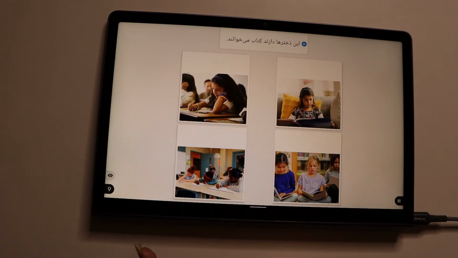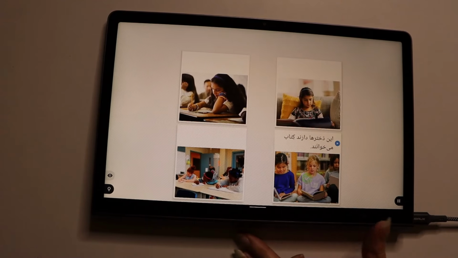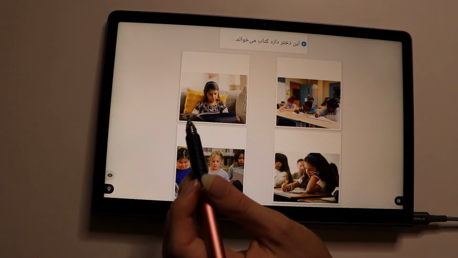این دخترها دارند کتاب می‌خوانند. The girls are reading books, probably. این دختر دارد کتاب می‌خواند. One girl reads.